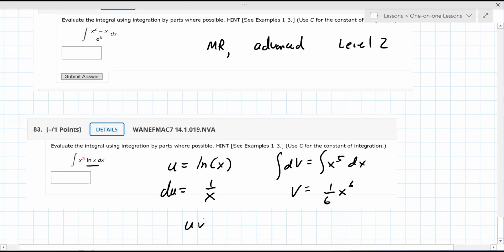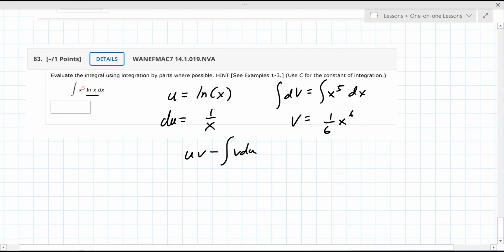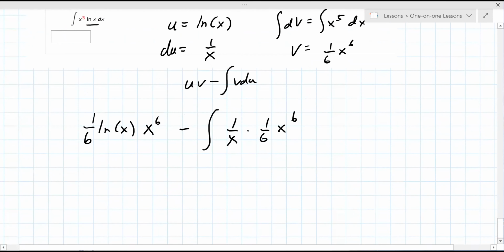It's still uv minus the integral of v du, yes. So this time u is natural log of x, and then v is 1/6 x to the 6th, minus the integral of 1 over x times 1/6 x to the 6th. That's 1/6 natural log of x to the 6th minus the integral. I'm going to bring that 1/6 out. The 1 over x cancels with x to the 6th to make it x to the 5th.